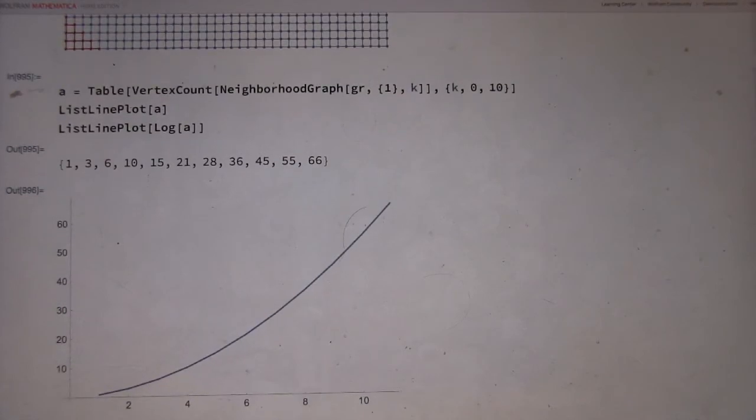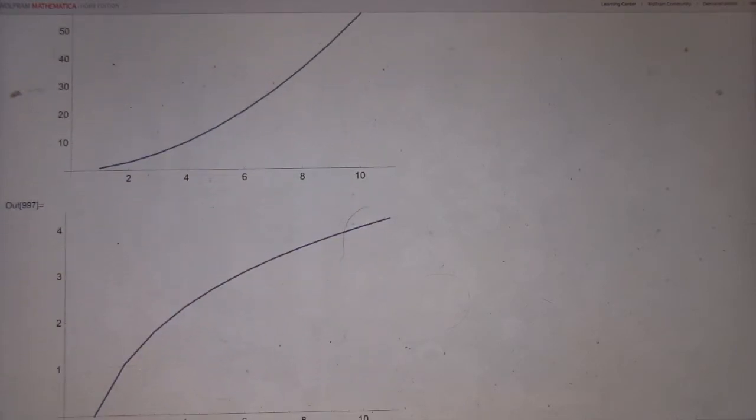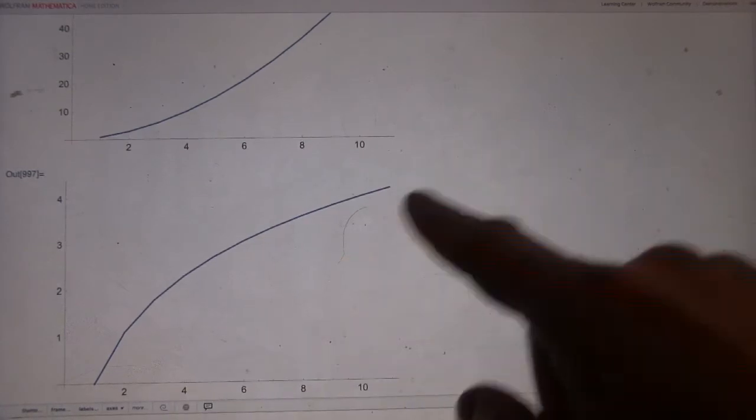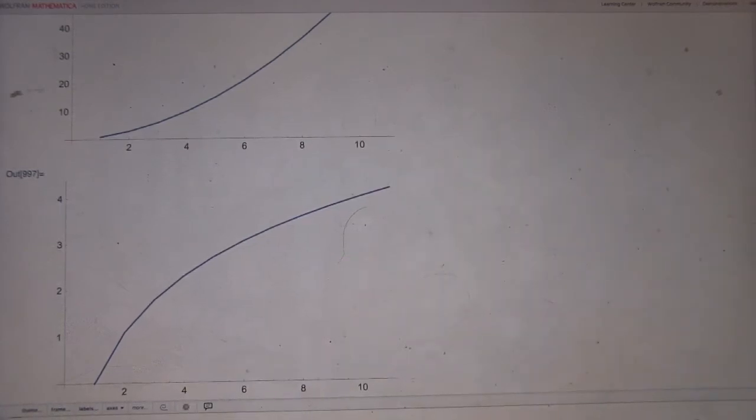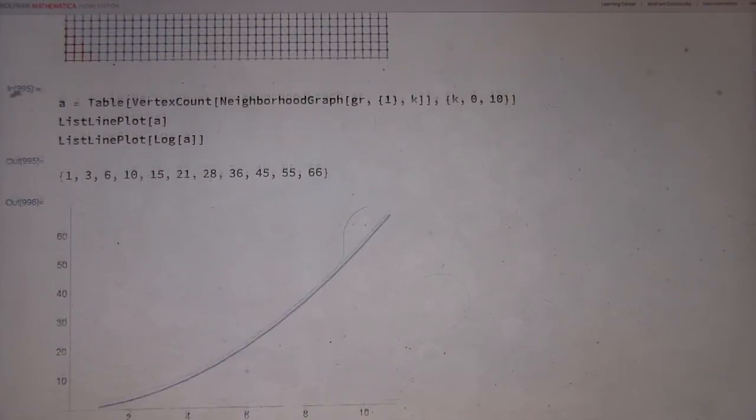What do you think about the infections here? It's pretty exponential, I would say. It's getting exponentially more. Well, if it's exponential on a log graph, it'll look like a straight line. Since it's bending down, it's a little bit below exponential, but we're not full yet after 10 steps.